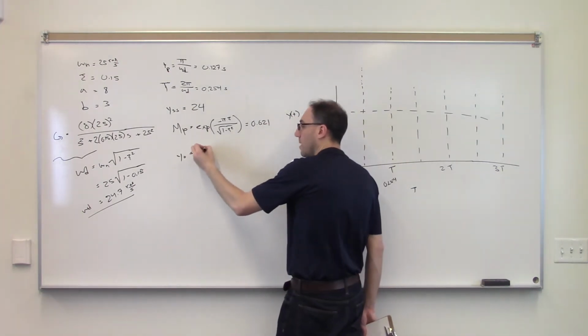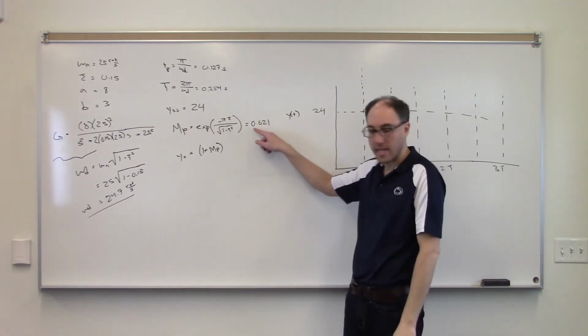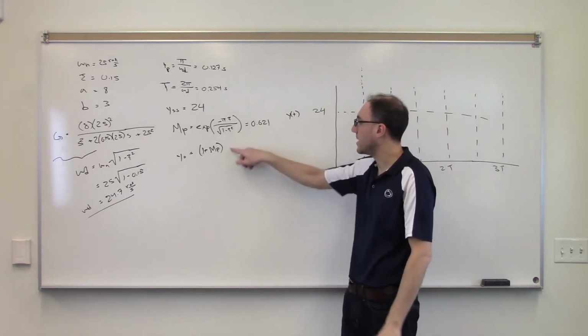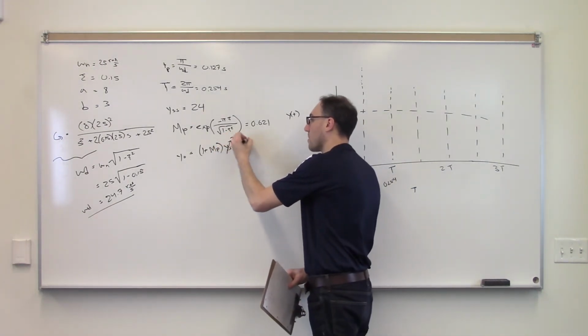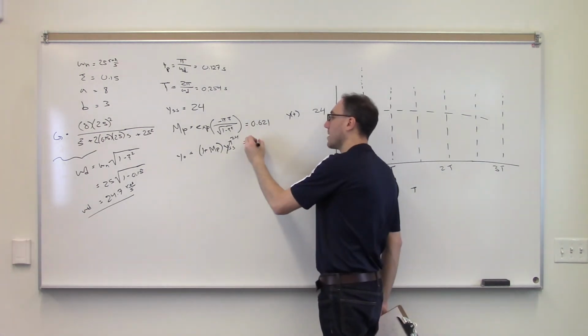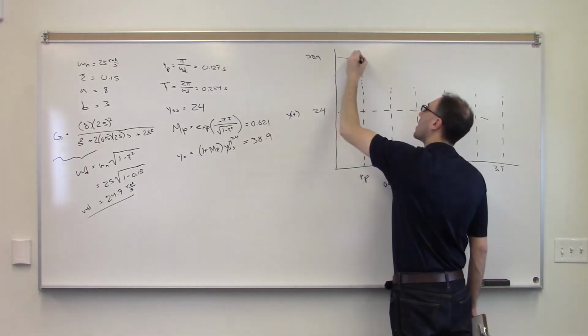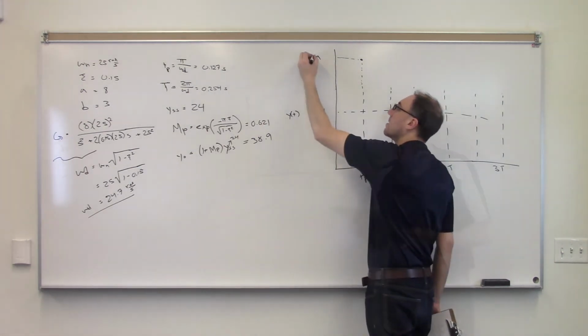So one thing is 1 plus MP, so that will be 1.621, so that's basically saying what's 162% of my steady state value, which we know is 24. Okay, so calculating that out, 38.9. Okay, so let's say we're somewhere about there, at 38.9.